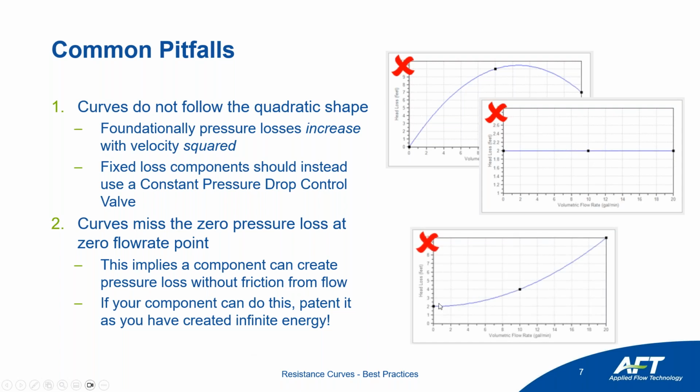But in the same way, here we can see this resistance curve has that quadratic shape that we're looking for. However, it misses that 0, 0, so we're creating a head loss, even though there's no flow to create the friction to cause that head loss. So those are common pitfalls. This too has a documentation page about things that you should be aware of with those resistance curves with these same figures as well.